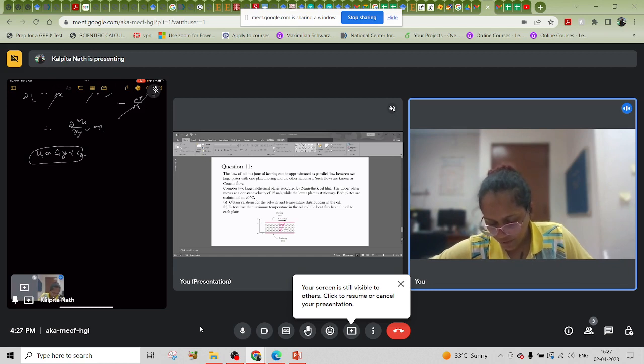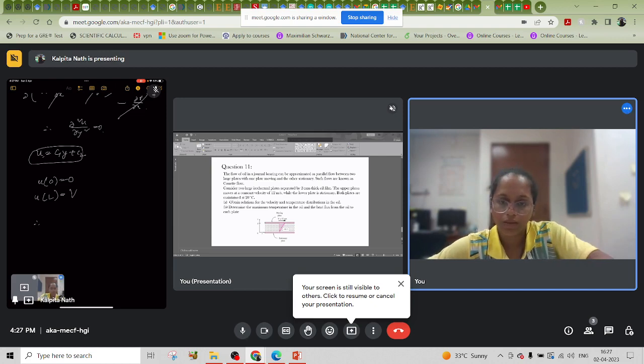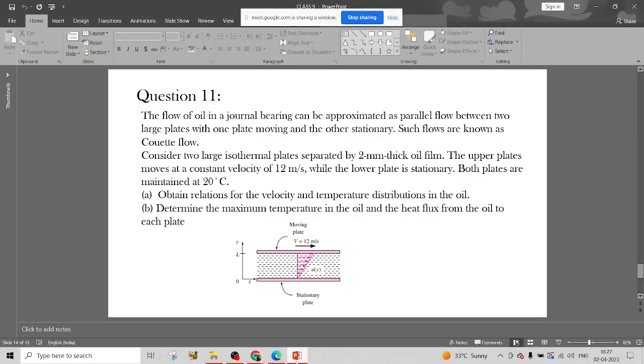Now the fluid velocity at the plate surface must be equal to the velocity of the plates because of the no slip condition. Therefore the boundary conditions are u at 0 is equal to 0 and u at L is equal to V.